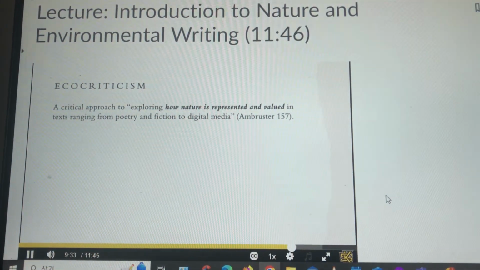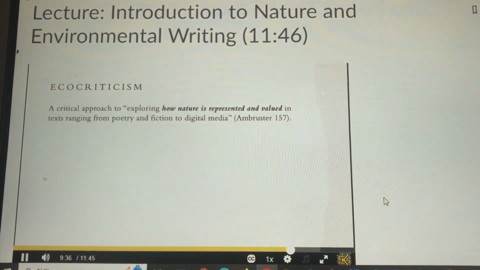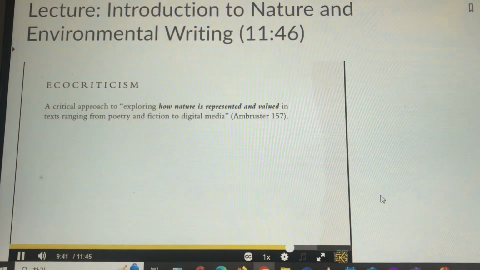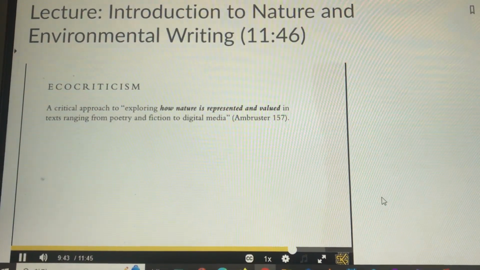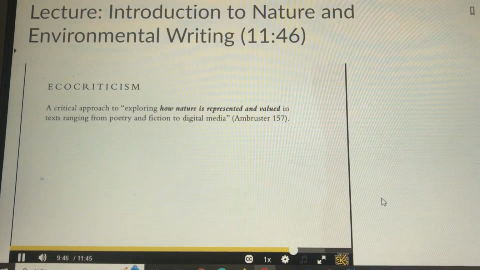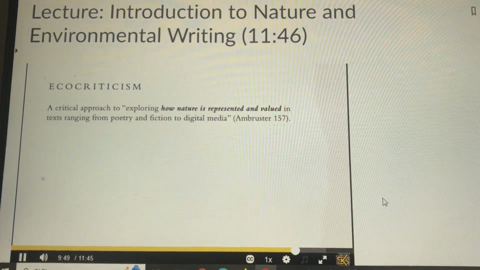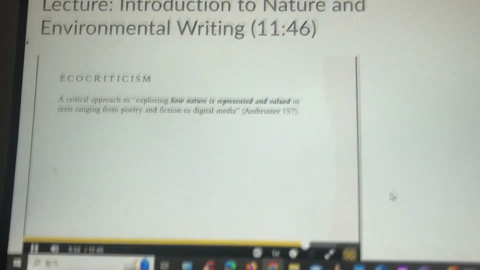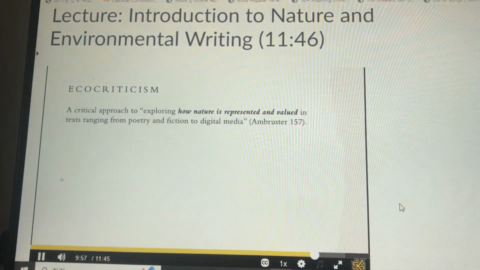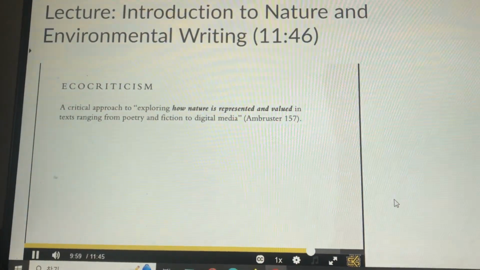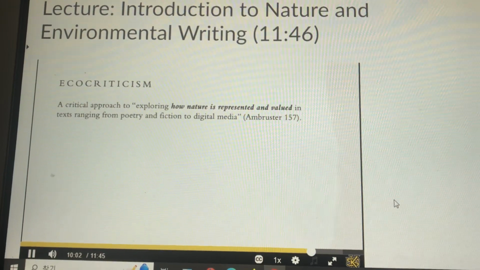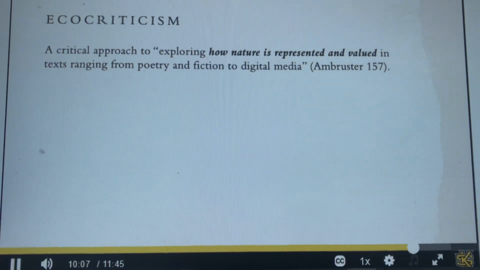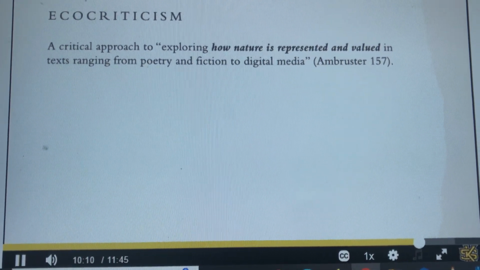Since your textbook focuses on craft, it's a bit light on theory. Theory is important because it provides us with a critical lens through which to consider what we read and write. It also helps us understand key questions and debates in nature and environmental writing. For this reason, I'll integrate some attention to theory into my lessons going forward. One key critical lens is referred to as eco-criticism, which is an approach to exploring how nature is represented and valued in texts ranging from poetry and fiction to digital media.